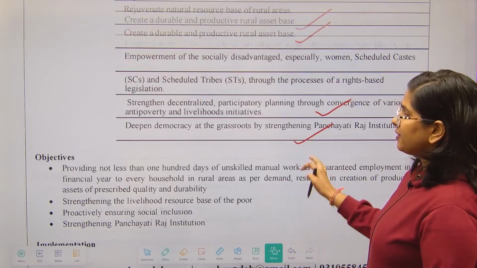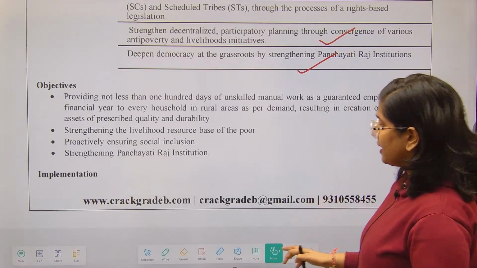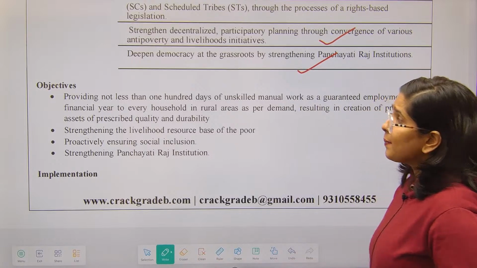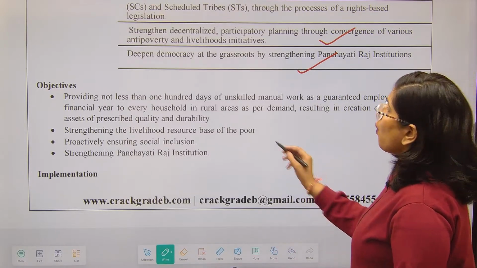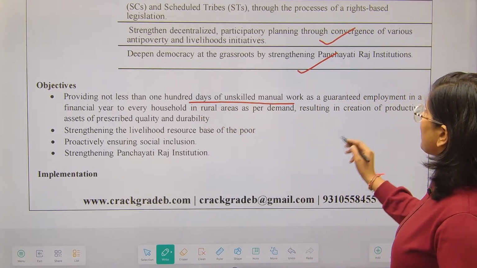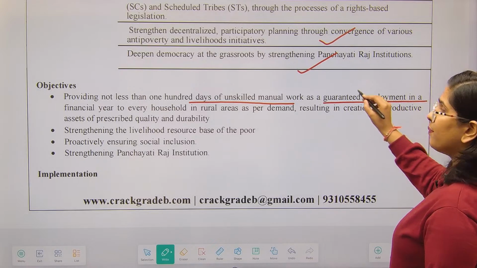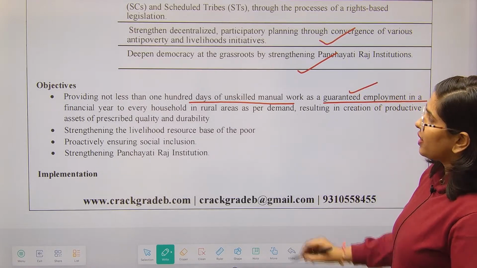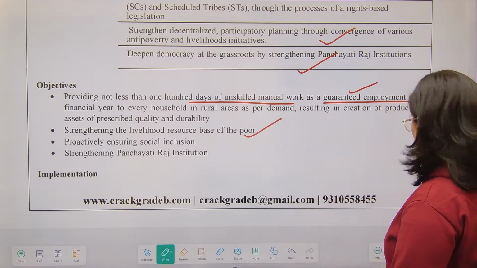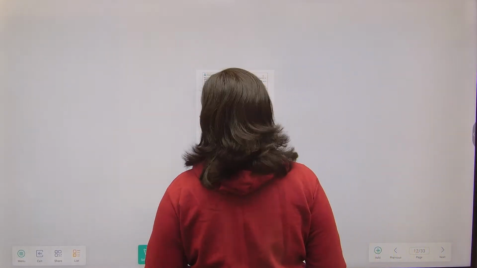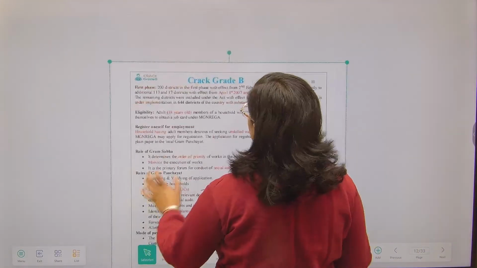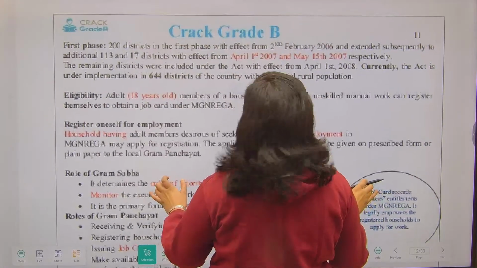Now, what are the objectives of this particular scheme? Let us see that. So, providing not less than 100 days of unskilled manual work as guaranteed employment in a financial year, strengthening the livelihood resource base. All of these are the objectives of this particular scheme. Now let us see what have been the roles and what are the initiatives that have been taken under this.